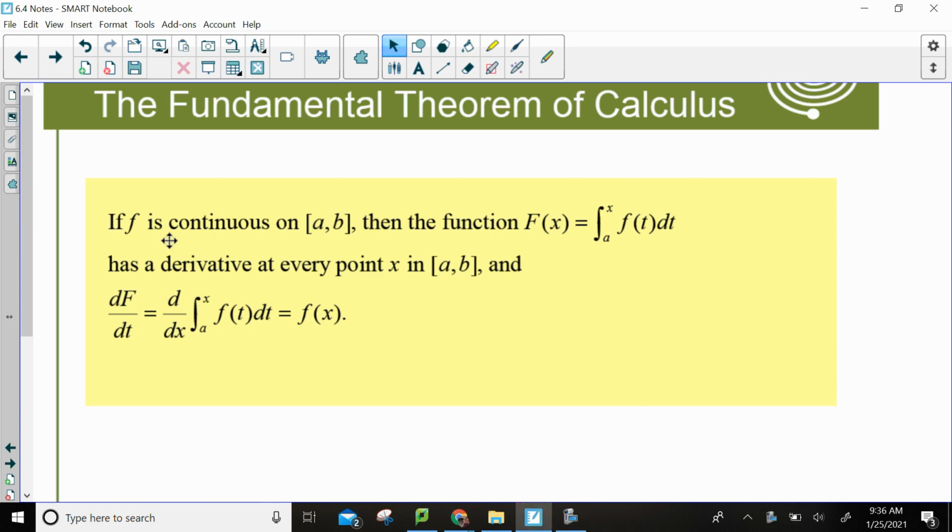So we're going to start with the fundamental theorem of calculus. If f is continuous on a to b, then the function, notice that this is a capital F here, so capital F, is the antiderivative or the integral of little f. It has a derivative at every point on a to b, and you can find the derivative of the integral. You're going to take this top value and substitute it in place of t. So we just ended up with f of x.